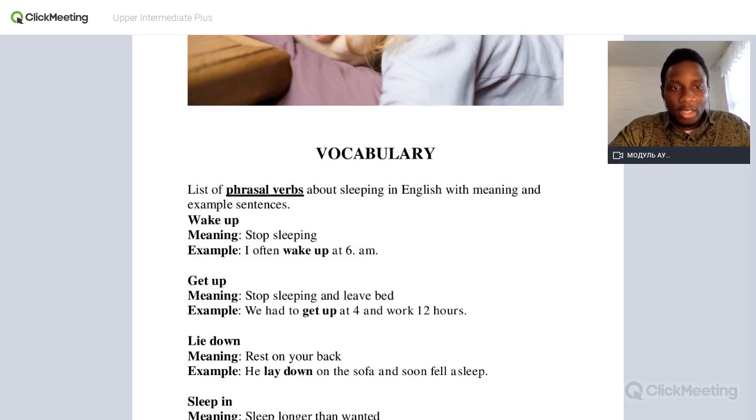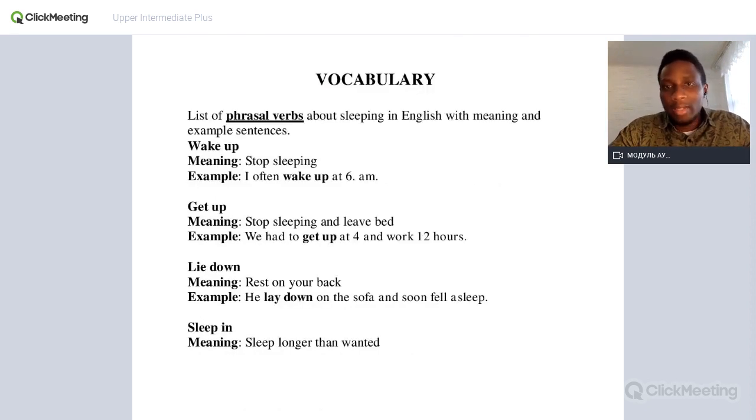And then you have lie down. Lie down means to rest on your back. And you have the example here. It says he lay down on the sofa and soon fell asleep. And then we talk about sleep in, which means to sleep longer than wanted.